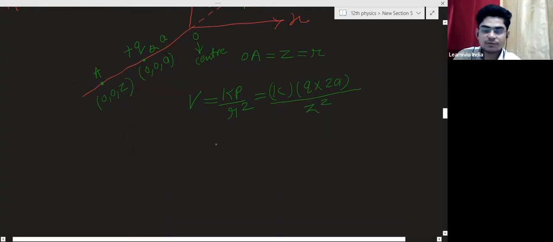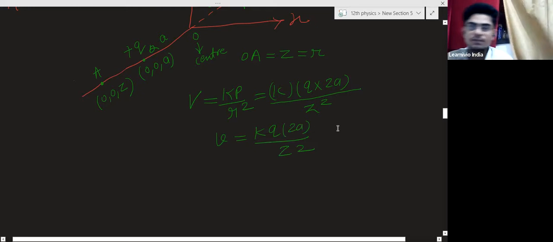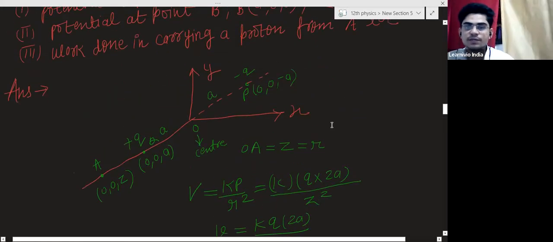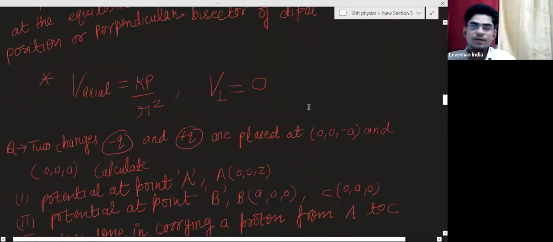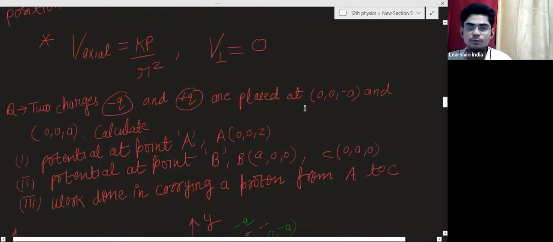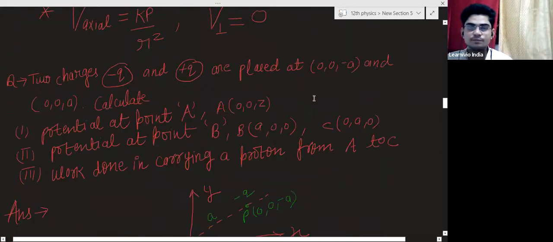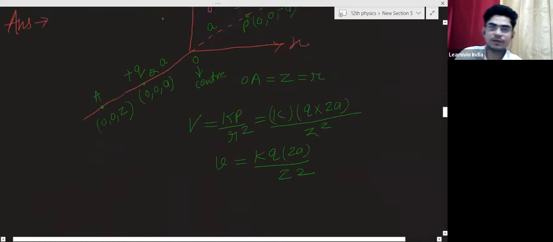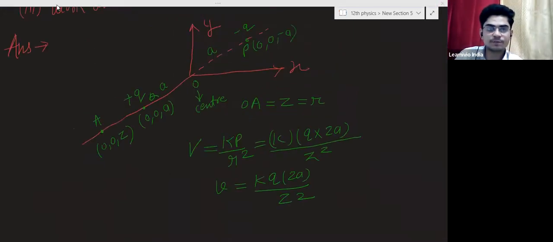This is the last question. So our answer is this: V equal to k q into 2a by z square. First part is completed. Now we will calculate the value of potential at point B.